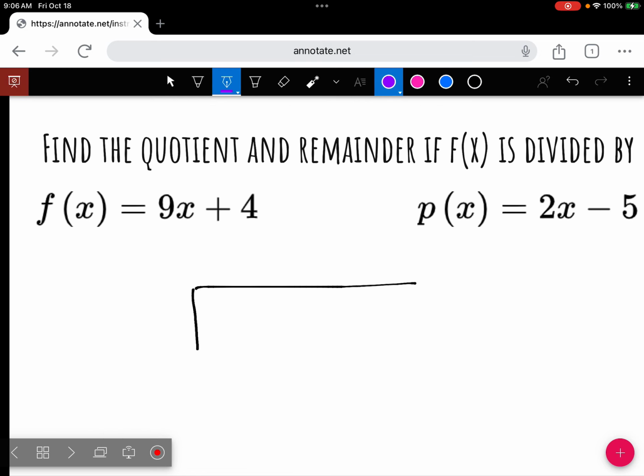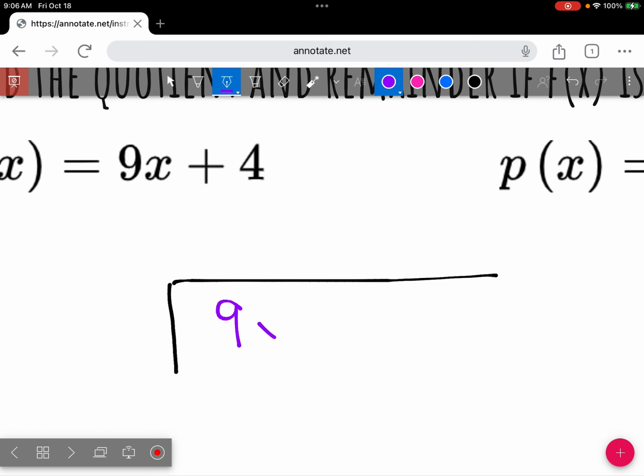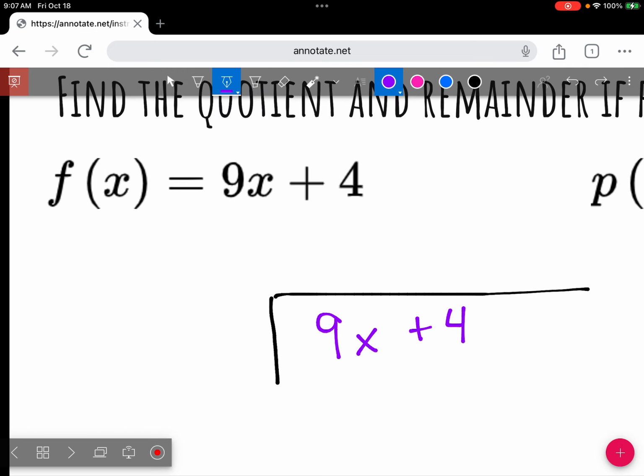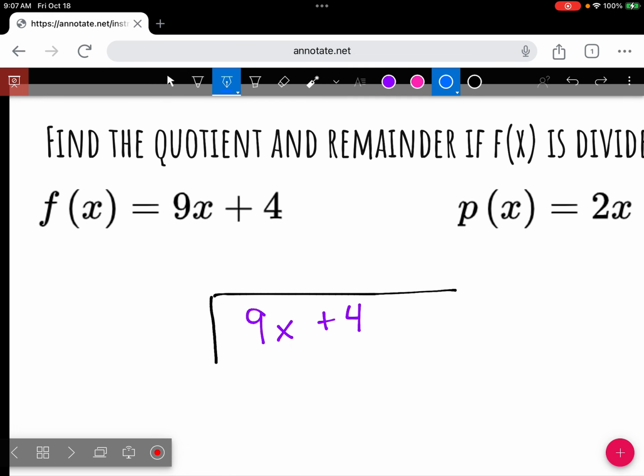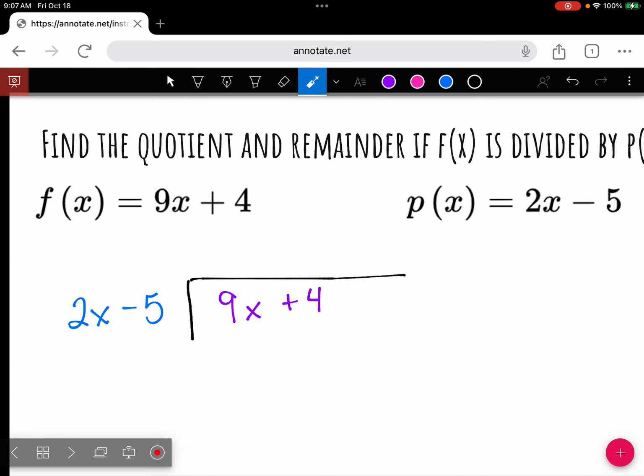And we're going to take our f of x, our 9x plus 4, and we're going to divide it by our p of x. That's what our instructions said. Our 2x minus 5. Then we need to figure out how many times 2x goes into 9x.